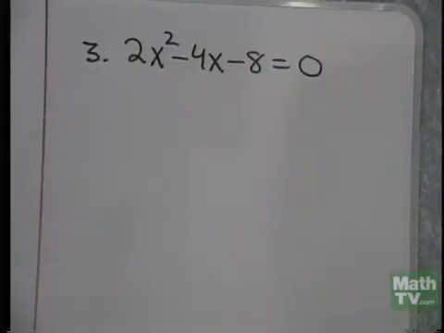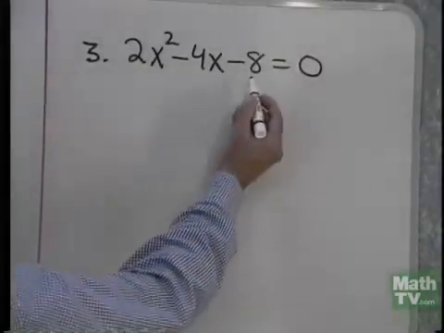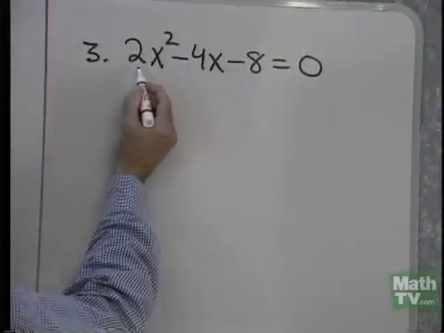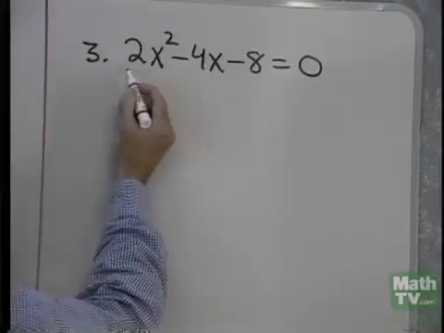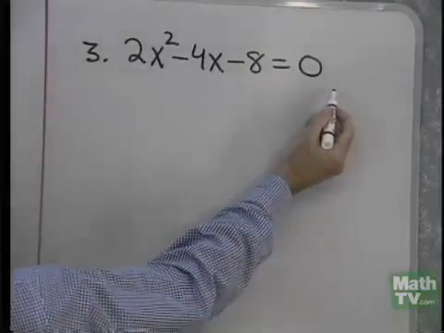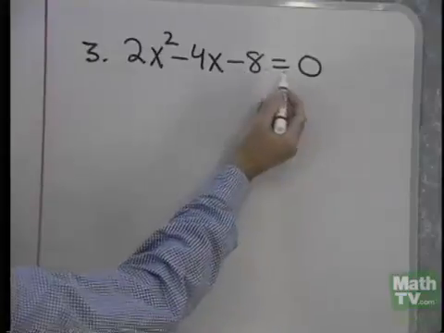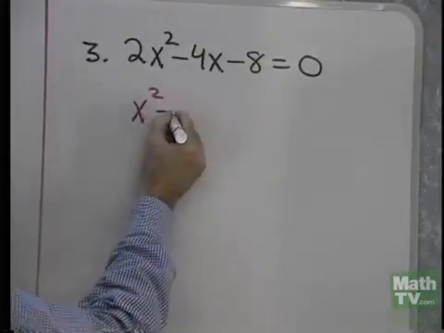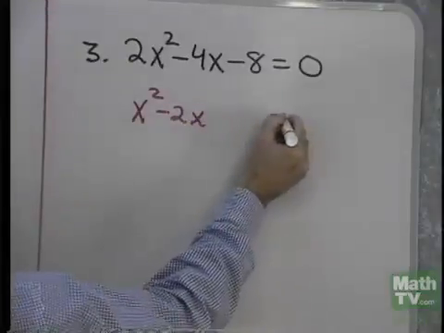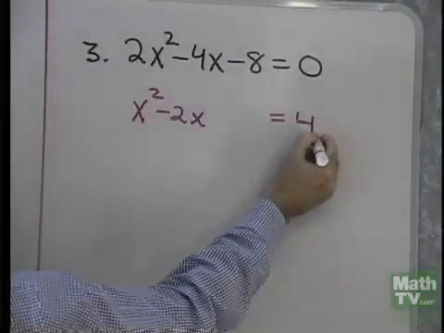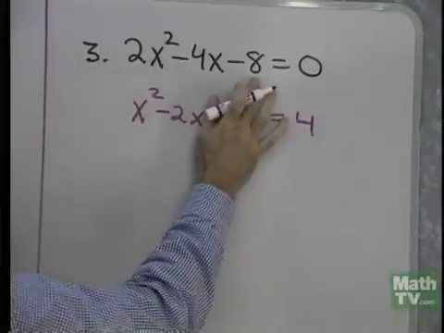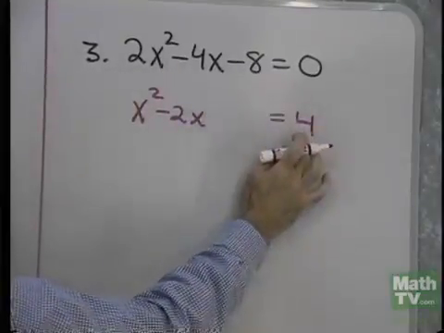This time I have 2x squared minus 4x minus 8 equals 0. I need to do two things. I need to get rid of this constant term on this side, and I also need to make the coefficient of x squared 1. So I'm going to divide both sides by 2, and then I'm also going to add the opposite of the constant to both sides. When I do that, I'll end up with x squared minus 2x is equal to positive 4. So I divided everything by 2. That gives me x squared minus 2x minus 4, and then I add positive 4 to both sides.